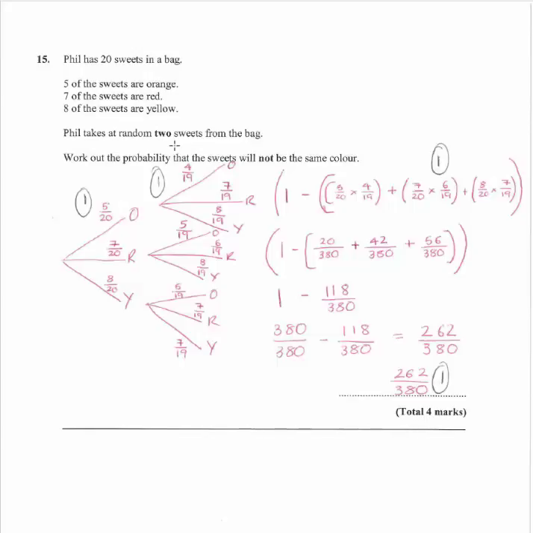So this here is the combined probability of 2 oranges or 2 reds or 2 yellows. Add that together and you get the combined probability that they are the same. Take that away from 1 and you get the probability that they are different, because the 2 sweets are either going to be the same or they're different. And that's an easy way of doing it. You could do it the other way, but it's a lot more work.